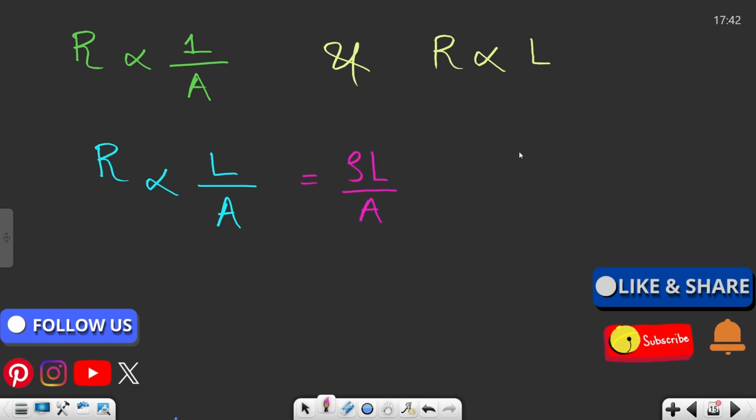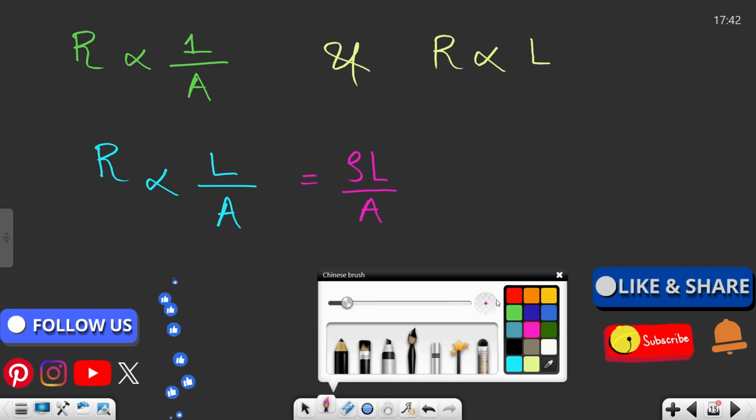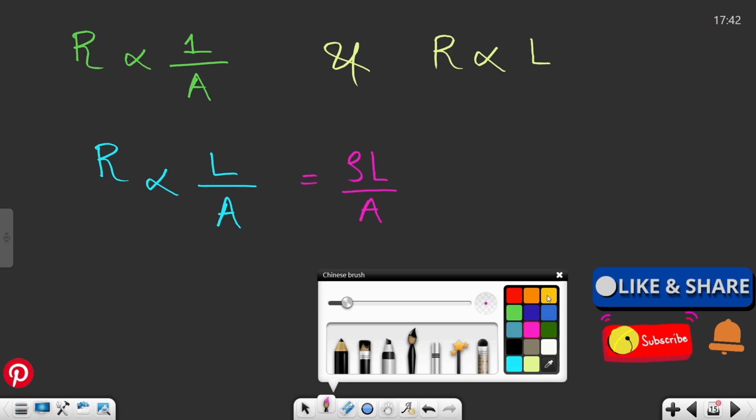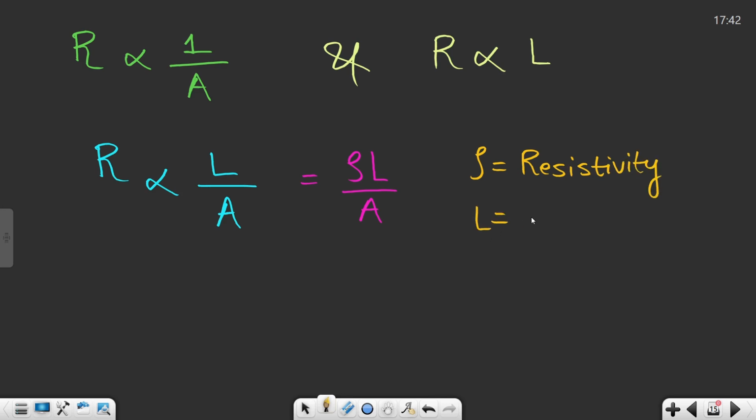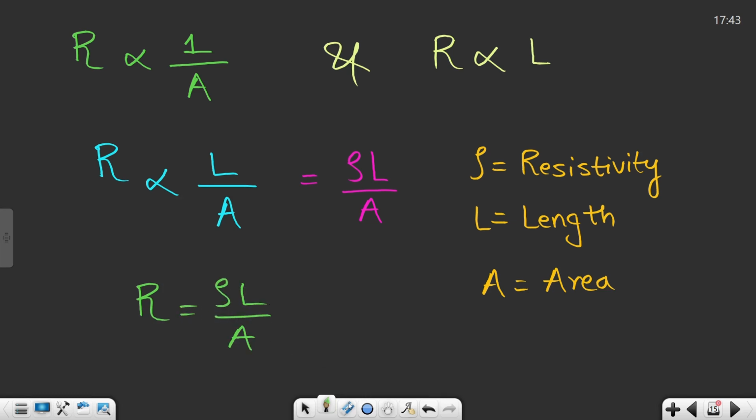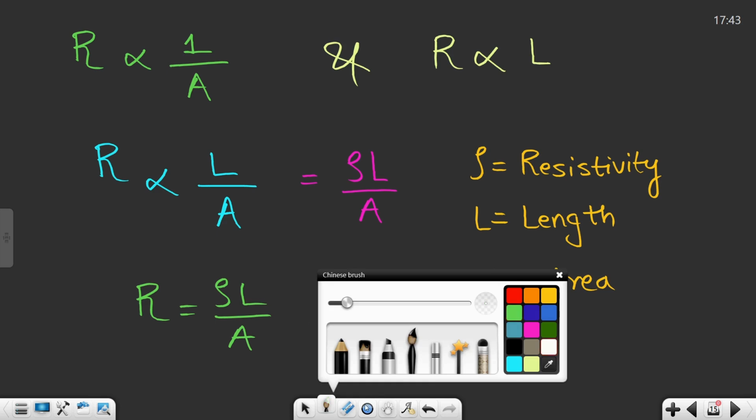So what is rho? Rho is nothing but resistivity. Rho specifies the resistivity, that means how resistive that particular material is. So rho is the resistivity, L is the length of that particular material, and A is the area. And with this we found a new formula, that is R is equivalent to rho L by A. This is a very important formula. You just need to remember this particular formula.